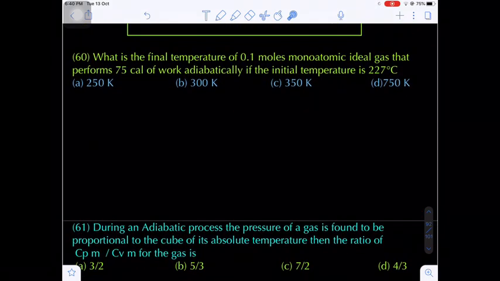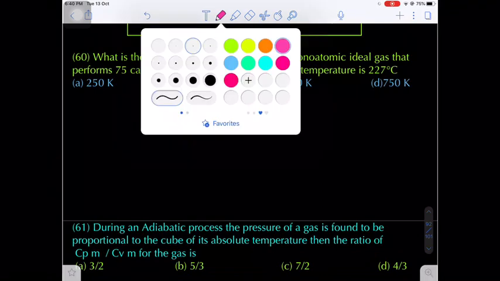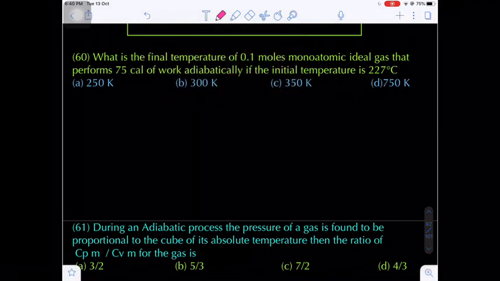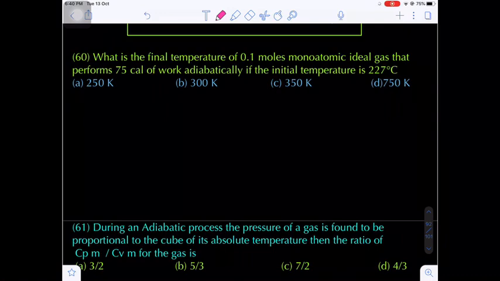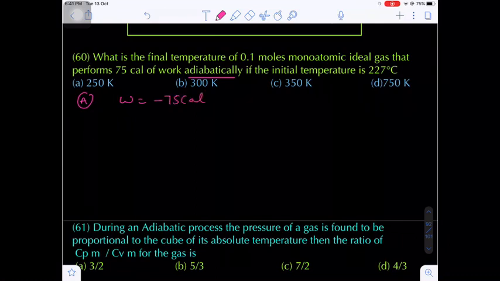Now, there are some numericals regarding the adiabatic process. What is the first problem? That is question number 60. What is the final temperature of 0.1 moles of a monoatomic ideal gas that performs 75 calories of work adiabatically? How much work is done by the system? 75 calories. Do you know the work done by the system is called negative work? So W is equal to minus 75 calories.